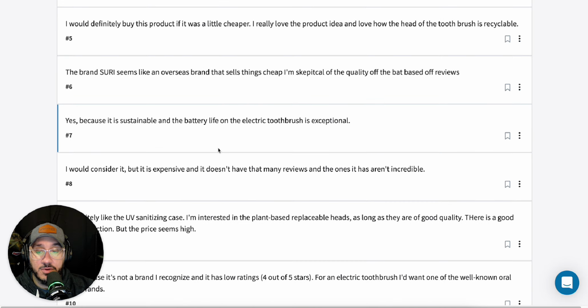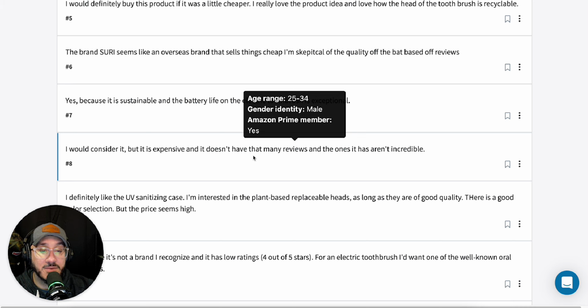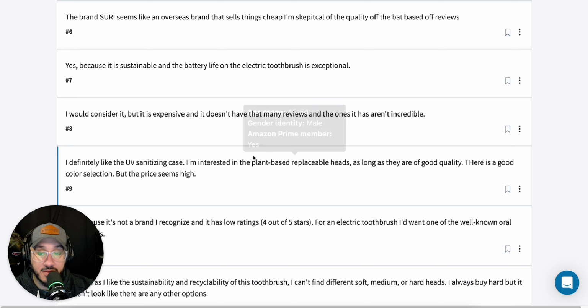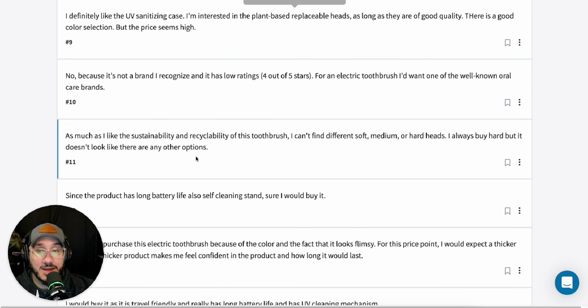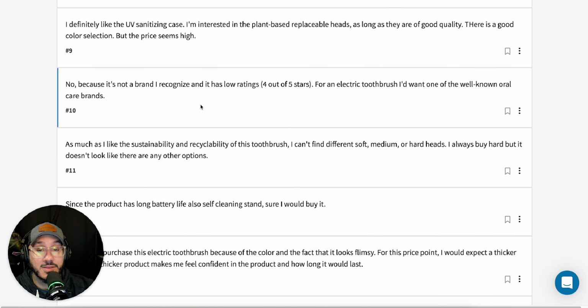Yes, it's sustainable. I would consider it, but it's expensive. It doesn't have that many reviews, and the ones it has aren't incredible. Makes sense. I definitely like the UV sanitizing case. I'm interested. There's a good selection, but the price seems high. No, because it's a brand I don't recognize. It has low ratings, 4 out of 5 stars for an electric toothbrush. I'd want one of the well-known oral care brands.